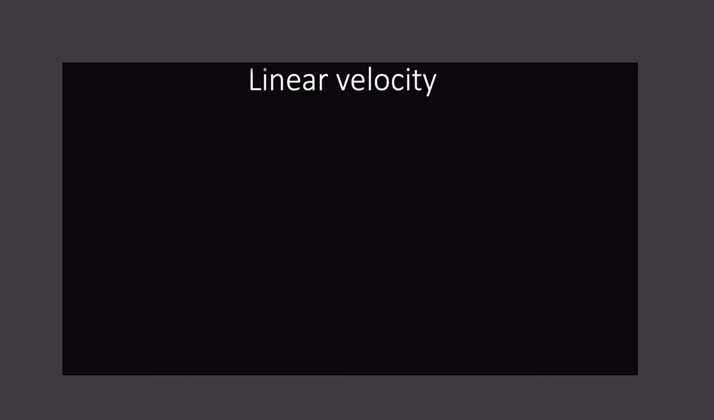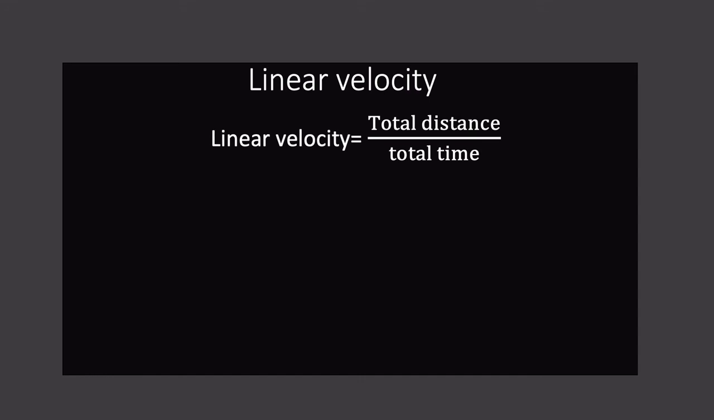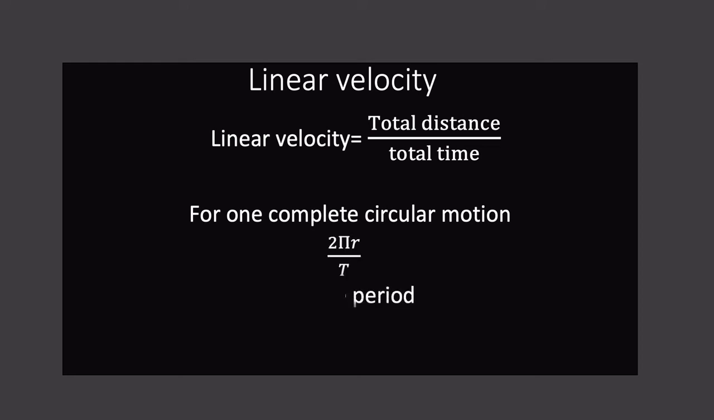Linear velocity. So linear velocity is the total distance traveled in a given time. So the total distance traveled in a circular motion, or for one complete circular motion, the total distance traveled is equal to the circumference of the circle. So it is equal to 2 pi r, and the time taken to complete one circular motion is called time period, that is represented by T. So the equation for linear speed is 2 pi r over T. In terms of frequency, we can rewrite this equation as 2 pi r f.